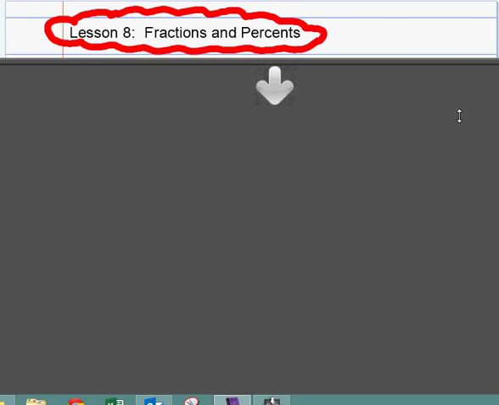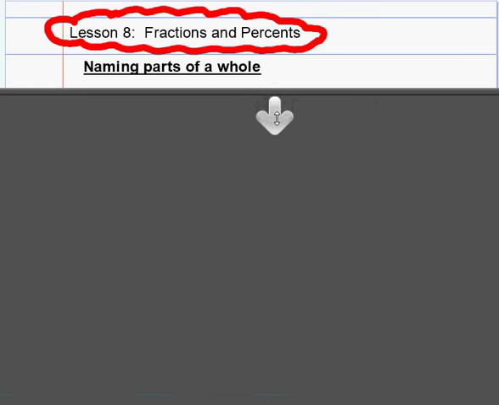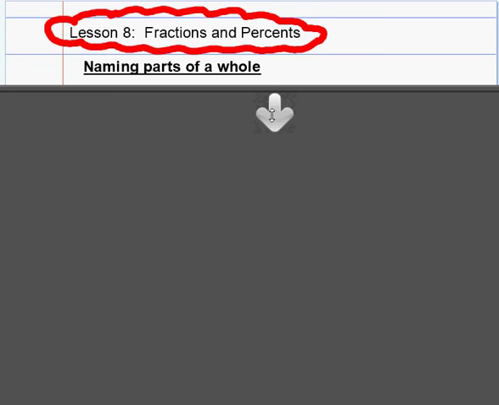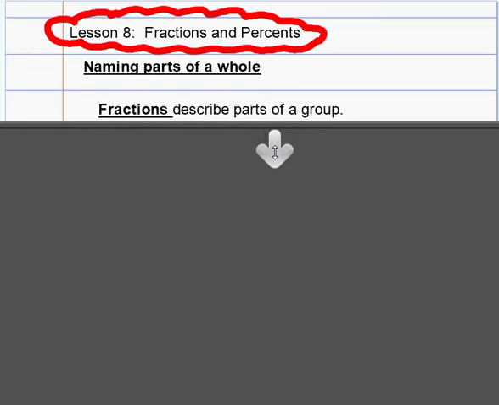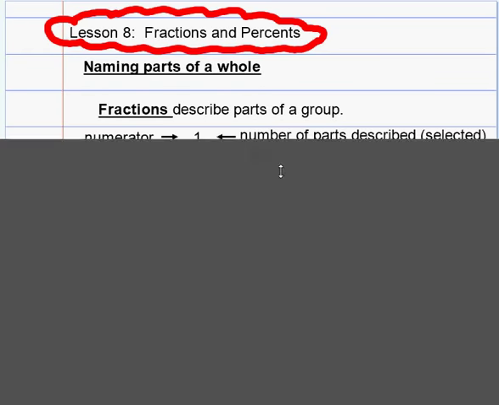Hi class, this is course 2, lesson 8, fractions and percents. And we're also going to talk about measurement a little bit, which is just a different way of talking about fractions. So let's get going. Okay, fractions and percents name parts of a whole. Okay, so that's what we're doing today. Fractions will describe parts of a group.